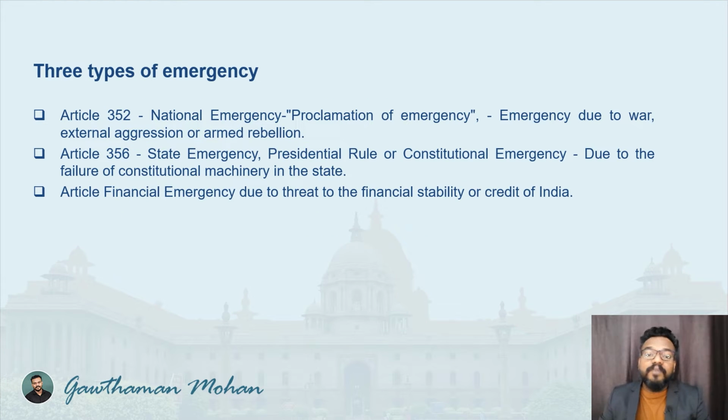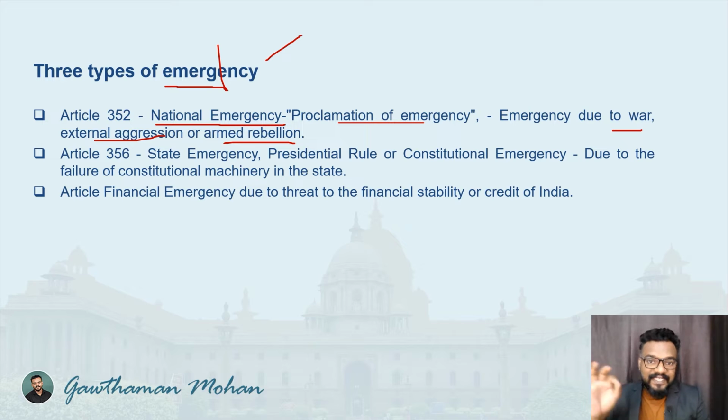Now there are three important types of emergency. When you talk about emergency, we need to understand the various types of emergency also. What are those three important types? The first one is the national emergency. This is the proclamation of emergency, and it is proclaimed or declared due to war, external aggression or armed rebellion. These are the three reasons for which we declare a national emergency: war, external aggression or armed rebellion. In the entire country or in some parts of the country, we can introduce the national emergency.